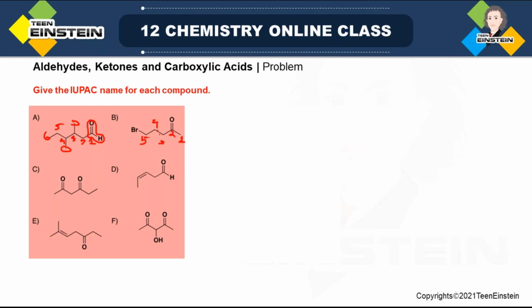So at the 5 position there is bromo as a substituent, so it will be 5-bromo, and as the longest chain is 5 carbons, it will be pentanone. It will be ending with -one.